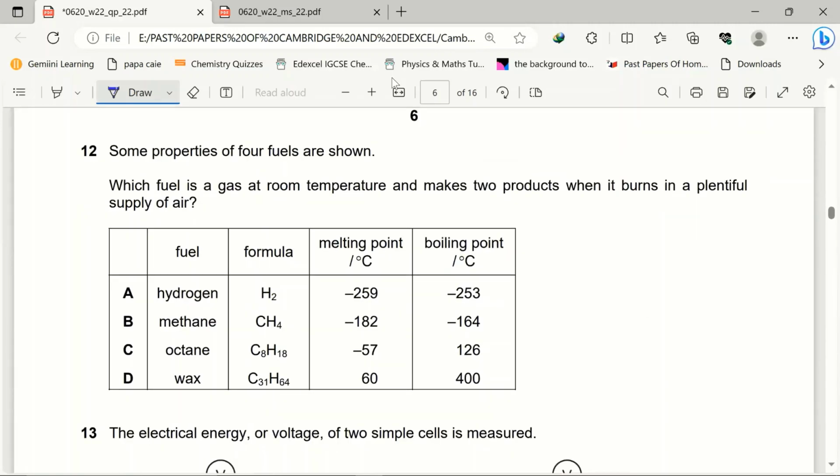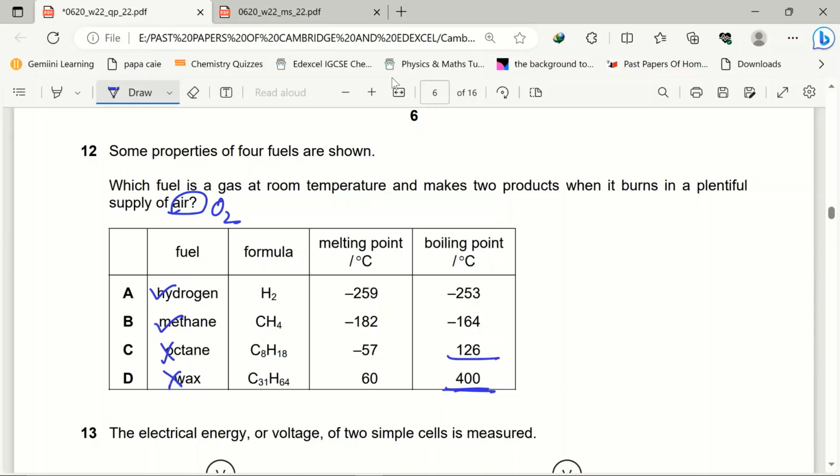Number 12, some properties of 4 fuels are shown. Which fuel is a gas at room temperature and makes 2 products when it burns in a plentiful supply of air? Means here oxygen. Which fuel is a gas at room temperature? Hydrogen is a fuel which is a gas at room temperature. Methane is a fuel which is a gas at room temperature. Octane and wax are not gases at room temperature. Moreover, they have melting point and boiling point given. Any temperature above the boiling point is gas. At room temperature, 126 is not the room temperature, and 400 is not the room temperature. So octane and wax are not the correct answer. From hydrogen and methane, we need to find which fuel is a gas at room temperature.